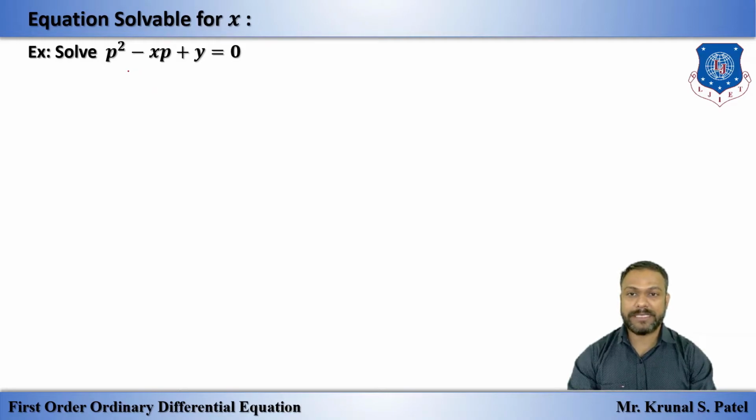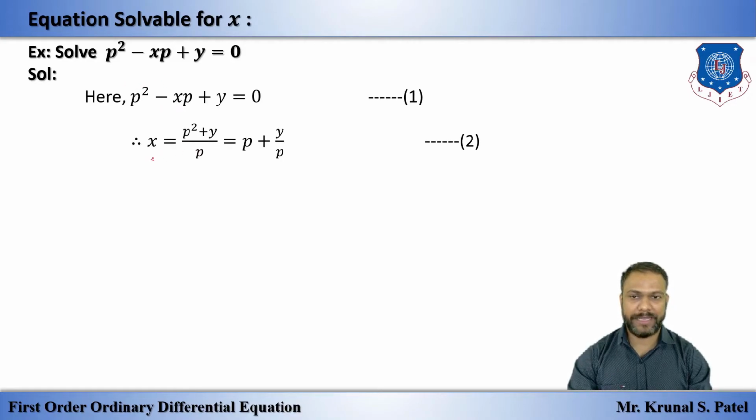So here you can see this is p square, p and this constant. So here you can make x the subject or y the subject, or you can solve for p also. So after getting all these three methods, that means equation soluble for x, soluble for y and soluble for p, you can use any of these methods, whichever is suitable for you. So here I'm just making x the subject, so I have x is equal to this, which is our equation number 2.